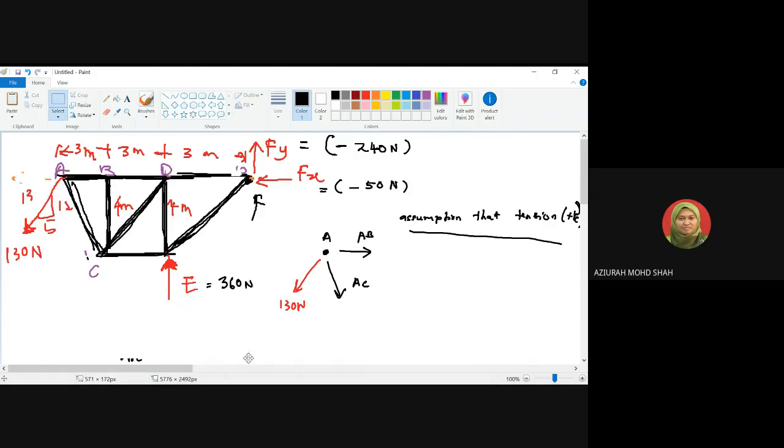What about D? D also we have 4 unknown. 1, 2, 3, 4. No non-force. Tak ada force yang kita tahu. Okay, point F we have 2 unknown which is DF and EF. Fy dengan Fx kita dah tahu. Kita ada 2 non-force. So maksudnya we can also start dekat point F. Boleh juga start dekat point F.